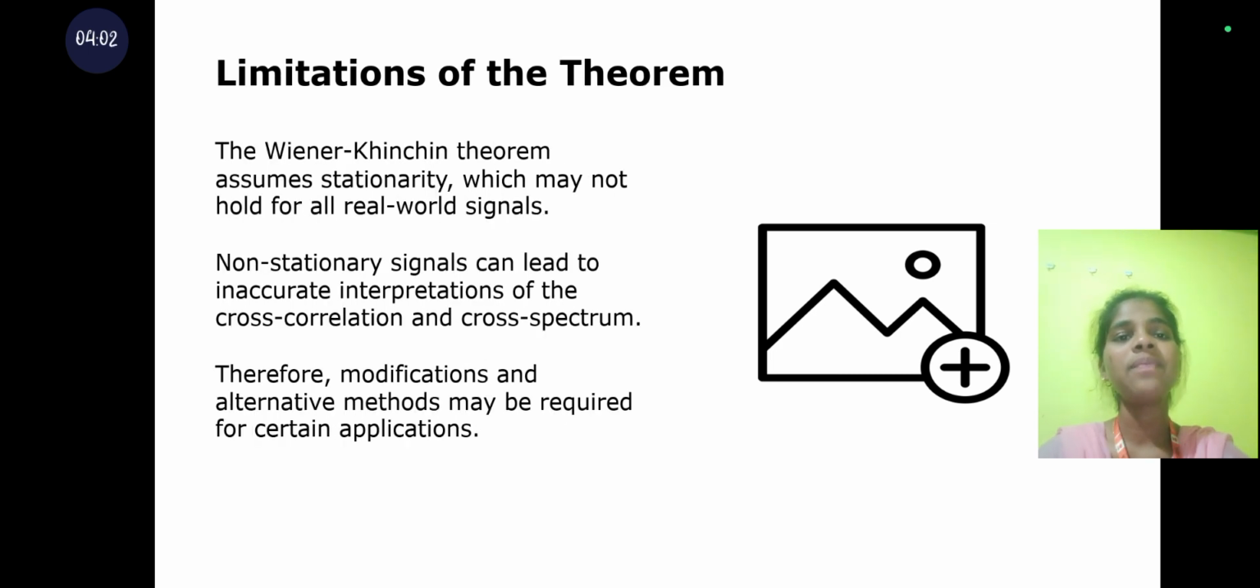Limitations of the theorem. The Wiener-Khinchin theorem assumes stationarity, which may not hold for real-world signals. Non-stationary signals can lead to inaccurate interpretation of the cross correlation and cross spectrum. Therefore, modifications and alternative methods may be required for accuracy.